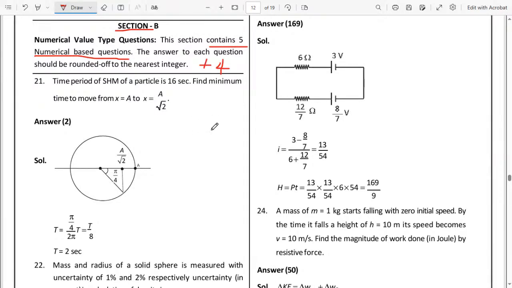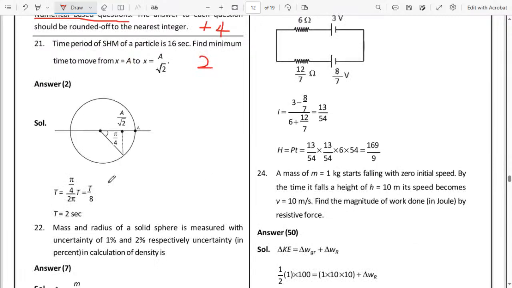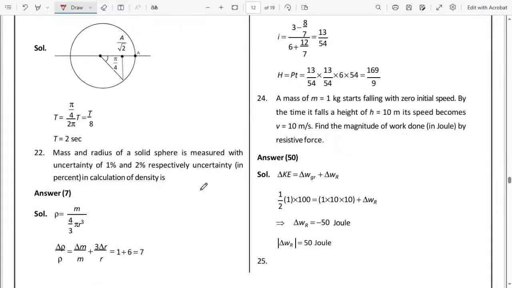Time period of SHM of a particle is 16 seconds. Find minimum time to move from x equal to a to x equal to a by root 2. Answer is 2. You have to enter number 2. Solution is given here. 2 seconds. Time is going to be 2 seconds.